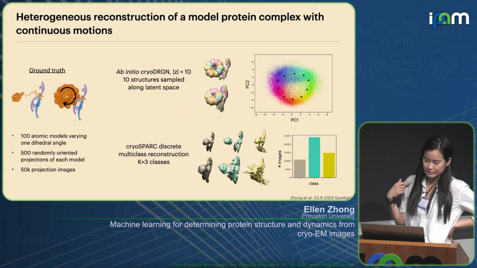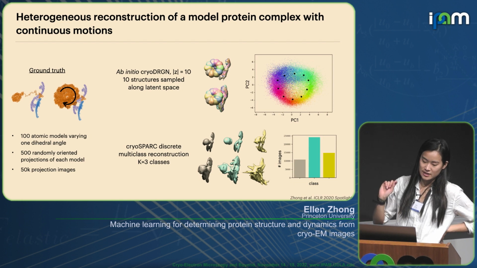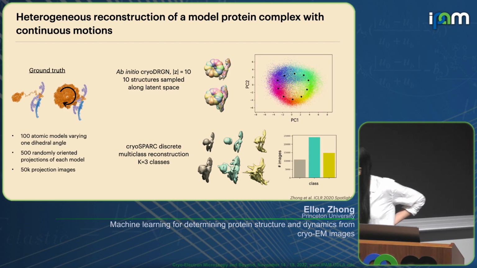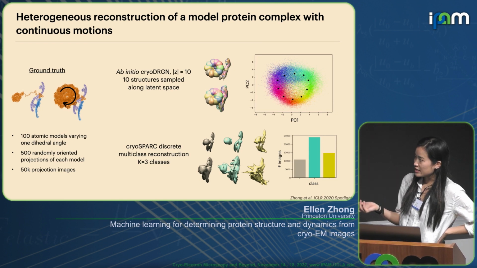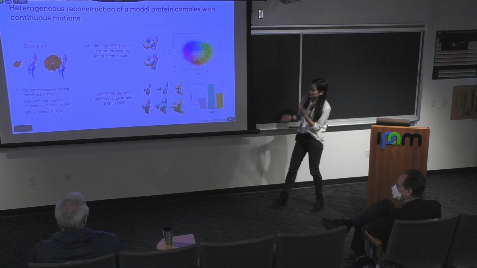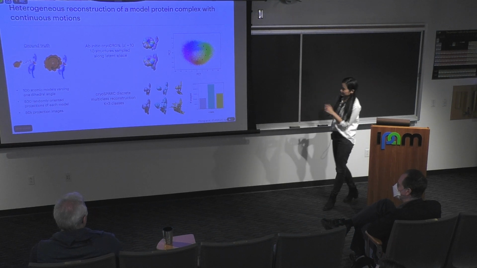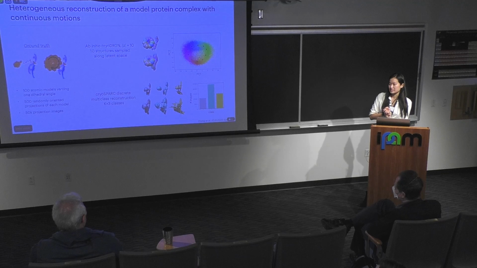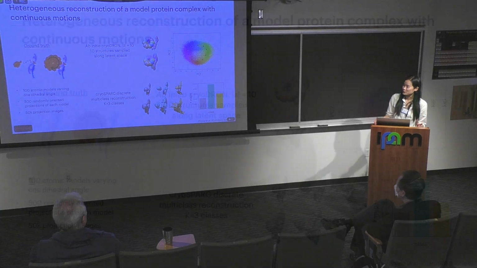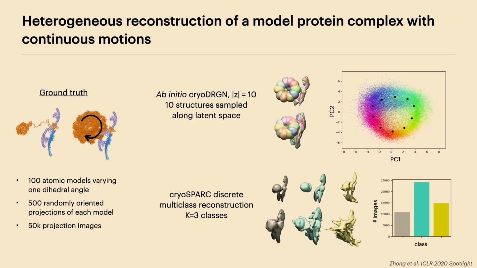So here's another data set we created, which has a dihedral angle that's rotated 360 degrees. So that's the circular motion of the orange part of the complex. And with ab initio CryoDragon, here with a 10-dimensional latent variable model, we can recover this circular motion in the structures. And what I'm showing there is the latent embeddings for the data set where the color is the ground truth reaction coordinates. So we have this nice kind of rainbow circle. And again, with the multi-class reconstruction approach, there's one structure in gray that resembles the ground truth, but the other two have weird alignment artifacts. And we've also lost all the underlying heterogeneity in the data set.